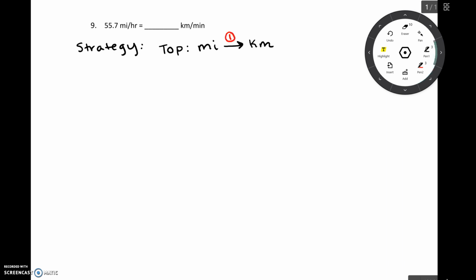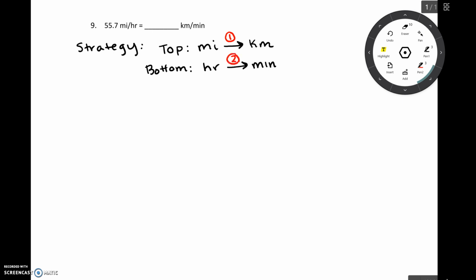Separately, I want to consider the units that are in the bottom, or the denominator. And in this case, I have to convert in the bottom hours to minutes. And I know that I can also do that in one step because I know 1 hour is 60 minutes, and that's going to be a separate step.